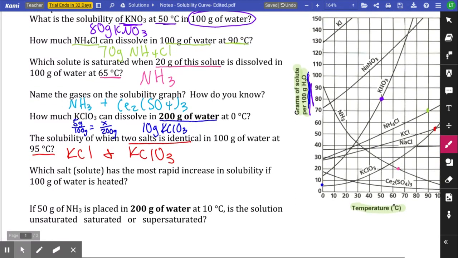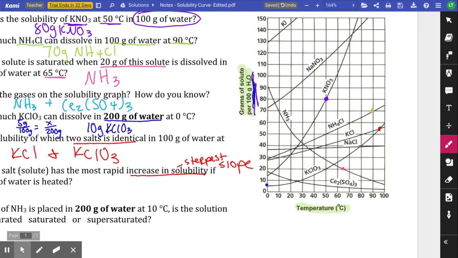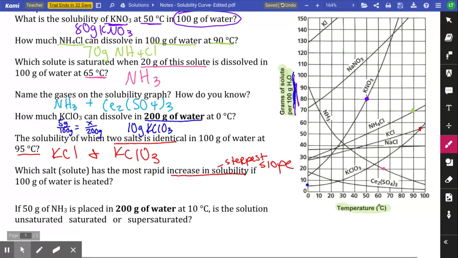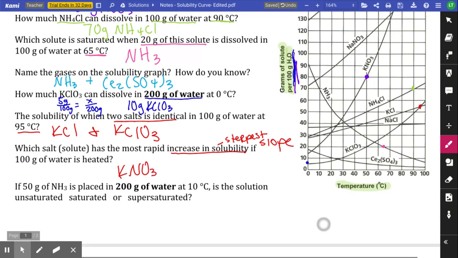Now then, my next question is, which graph has the most rapid increase in solubility if 100 grams of water is heated? If I'm looking for the most rapid increase in solubility, remember my lines represent the solubility there. So I'm looking for the steepest slope. My steepest slope is definitely KNO3.